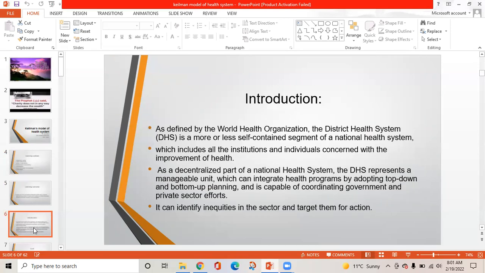As defined by the World Health Organization, the district health system is a more or less self-contained segment of a national health system. It includes all the institutions and individuals concerned with the improvement of health. As a decentralized part of the national health system, the district health system represents a manageable unit which can integrate health progress and programs by adopting top-down and bottom-up planning, and is capable of coordinating government and private sector efforts. It can identify inequities in the sector and target them for action.